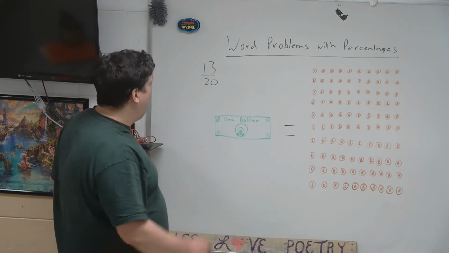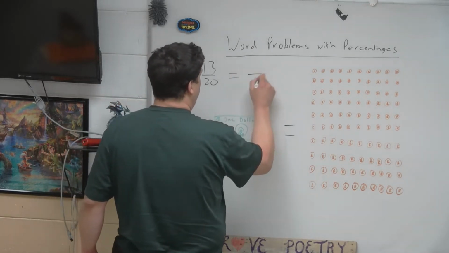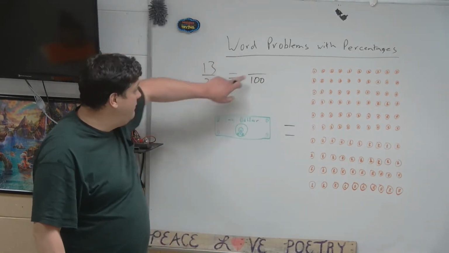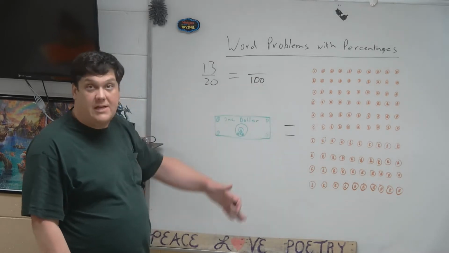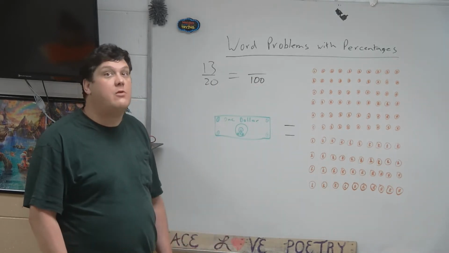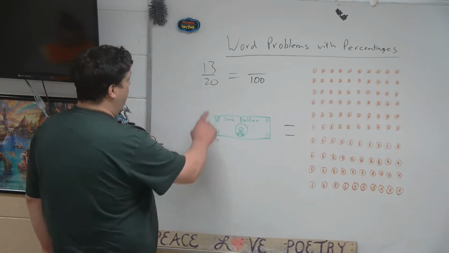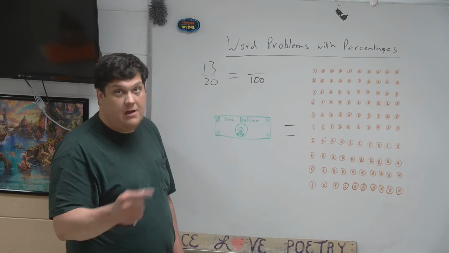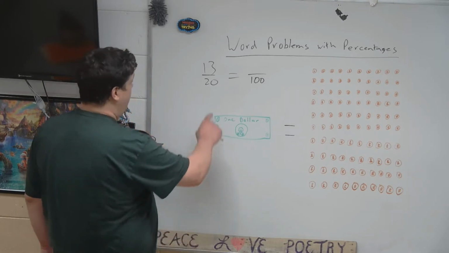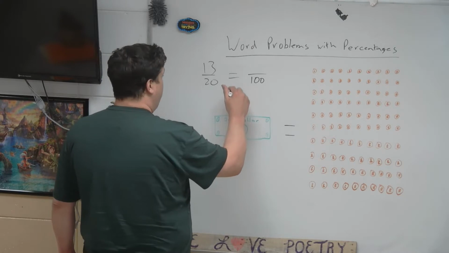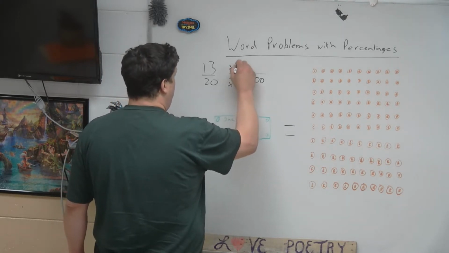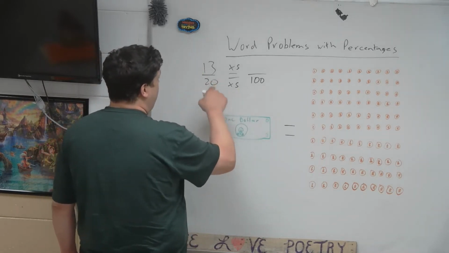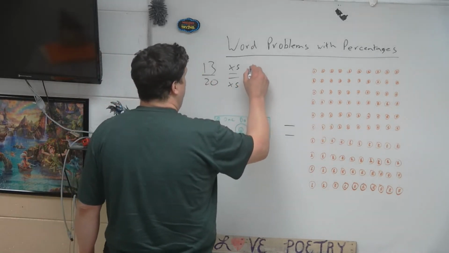So we basically need to turn this into an equivalent fraction with 100 on the bottom. Because whatever's on the top, if it's an equivalent fraction, will be our percentage. Percentage is just some number out of 100, right? So this is where it's handy to know multiplication tables and division. Otherwise, you're going to be working on this all day. To get from 20 to 100, we have to multiply by 5. And to have an equivalent fraction, we'll have to multiply the top by 5. 20 by 5 is 100. 13 by 5 is 65.